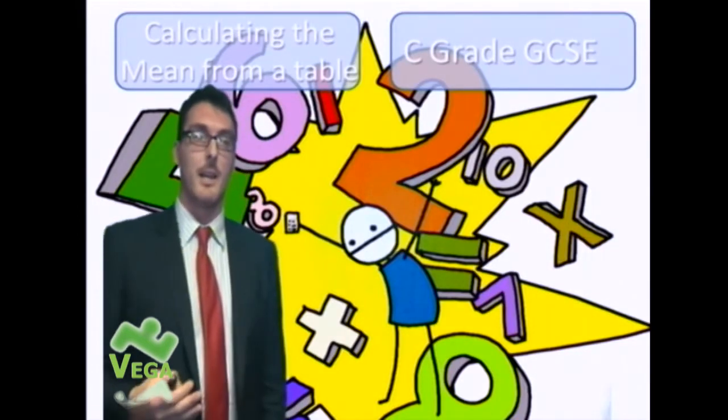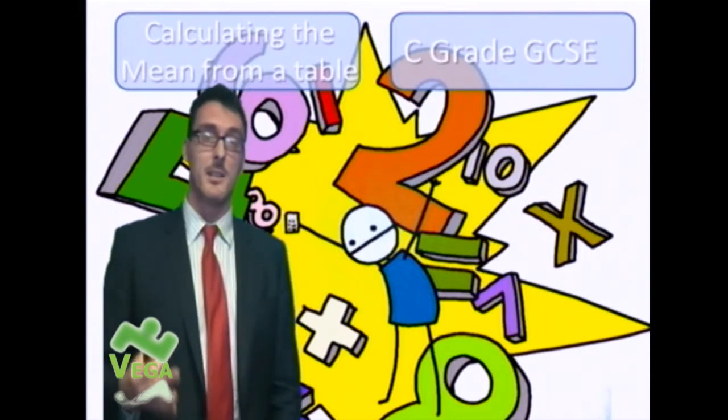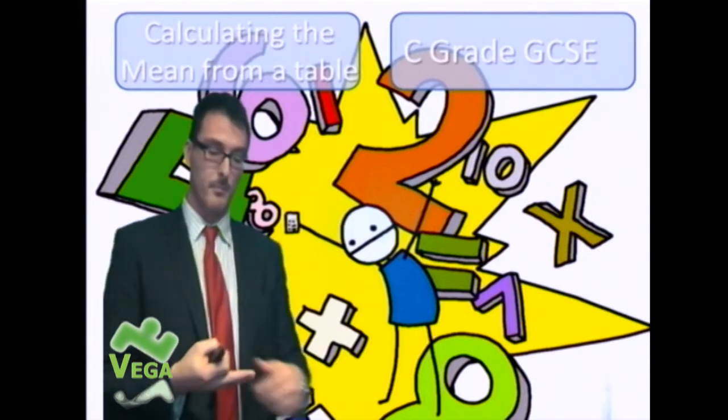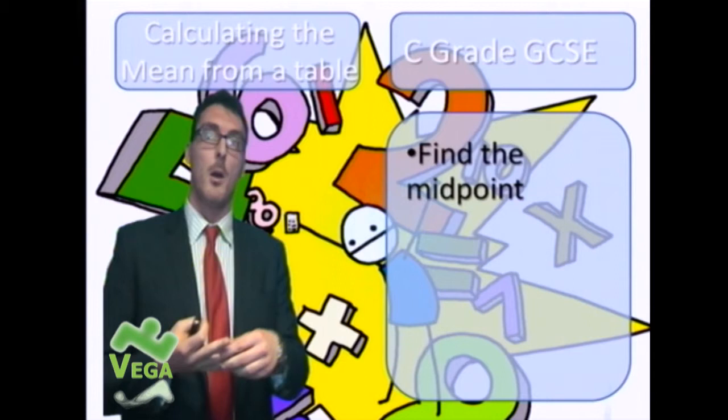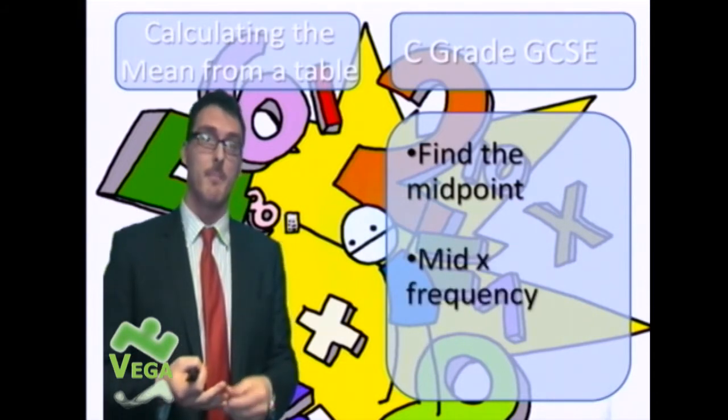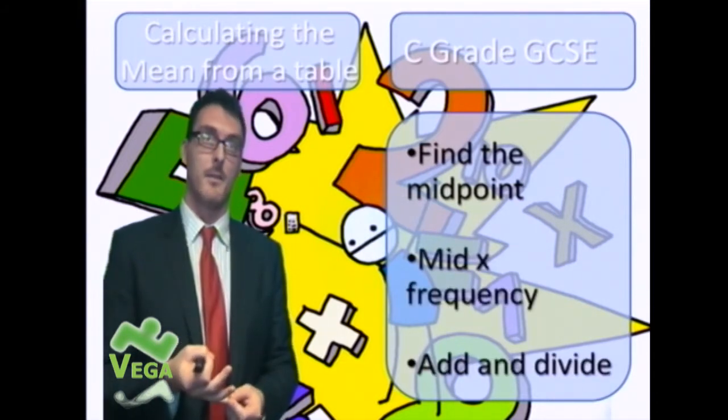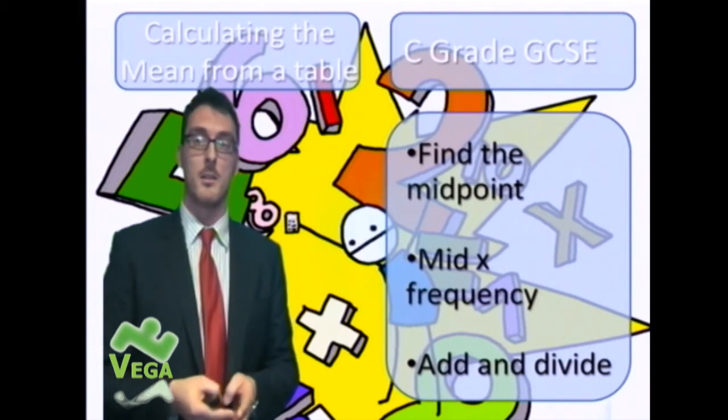So, just to recap, 3 points to get a GCSE C grade question. Okay, we find the midpoint, multiply by frequency, and then we add and divide. And that will give you 4 marks in an exam question.